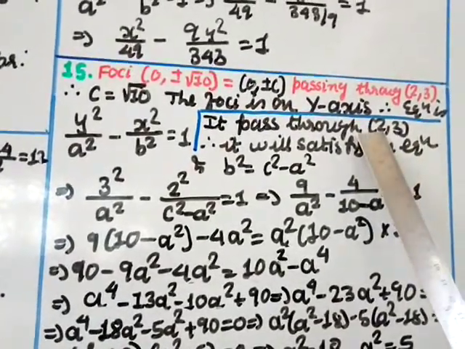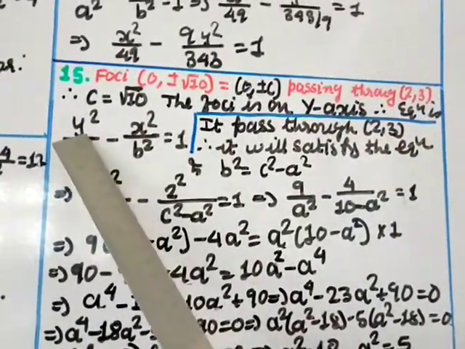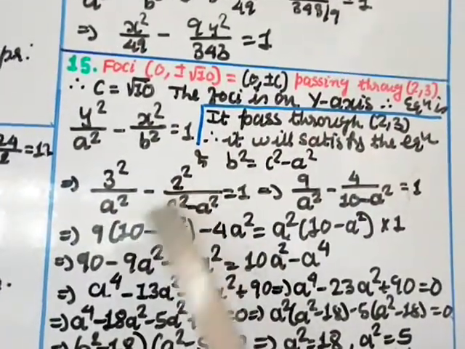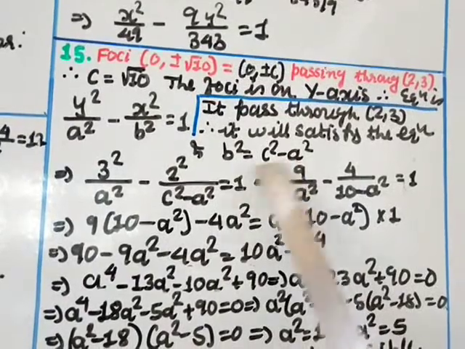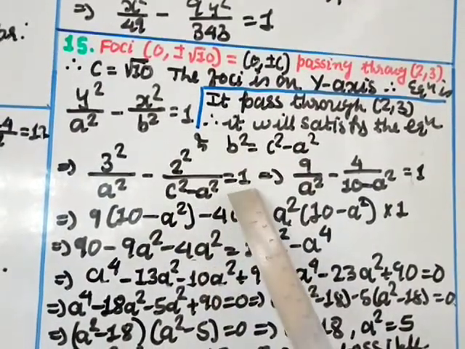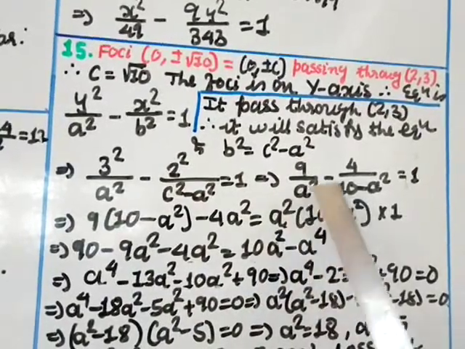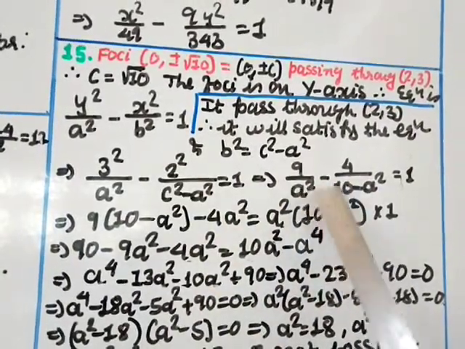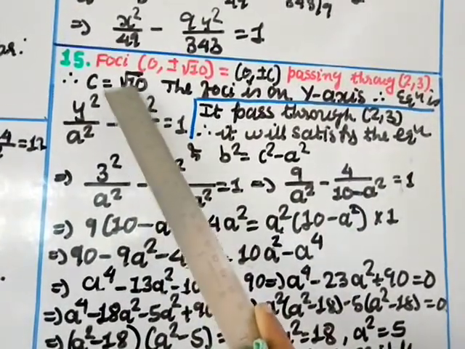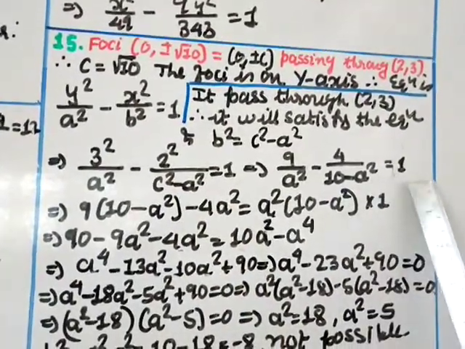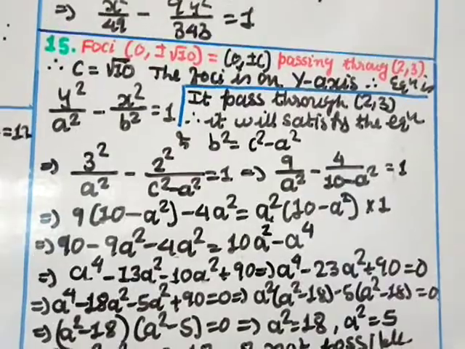So instead of x you put 2 and y you put 3: 3 square by a square minus 2 square by b square, but for b square you put c square minus a square, equal to 1. So 3 square is 9 divided by a square, minus 2 square is 4 divided by c square minus a square, and c square is root 10 square, which is 10 minus a square, equal to 1. Cross multiply, or you can say taking LCM.